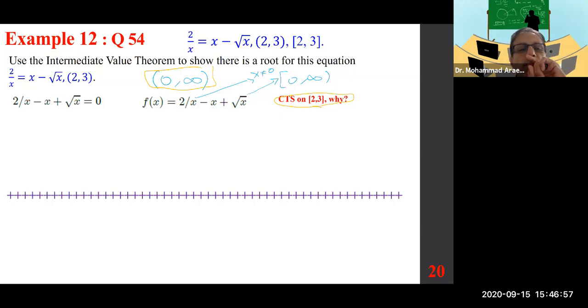One more time. There are three pieces: a rational piece, a linear piece, and a square root piece. The square root piece gives us the domain of 0 to infinity. Because of the rational, we exclude 0, okay? And this becomes the answer.